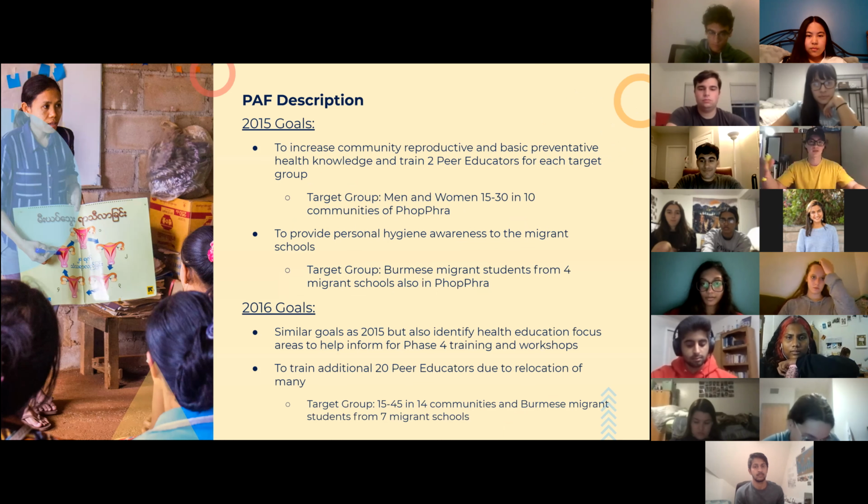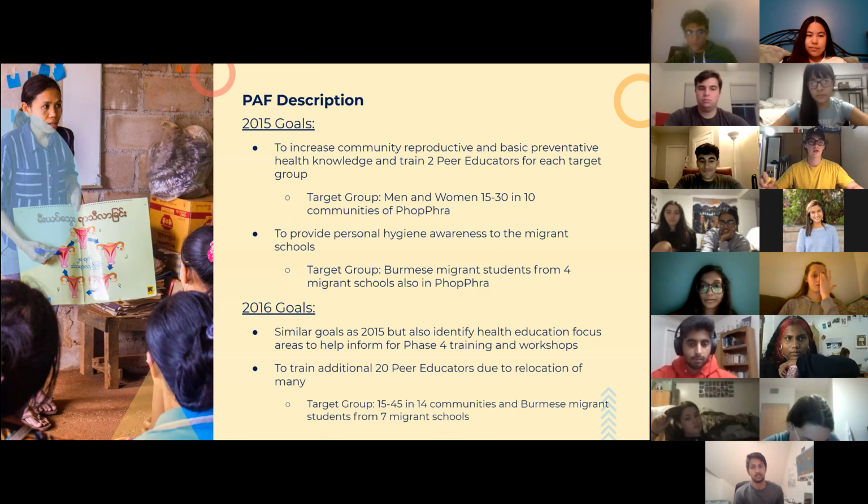And the target groups, as it says, it's men and women in the 15 to 30 age range in some of the target communities. And the goal was also to provide personal hygiene awareness to some of the children in the migrant schools in these same communities.